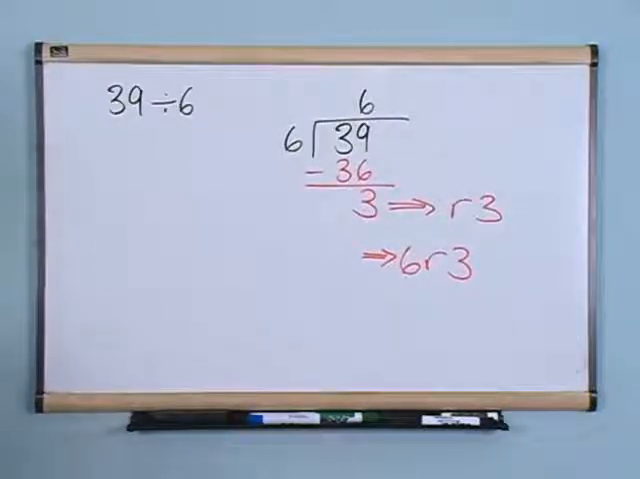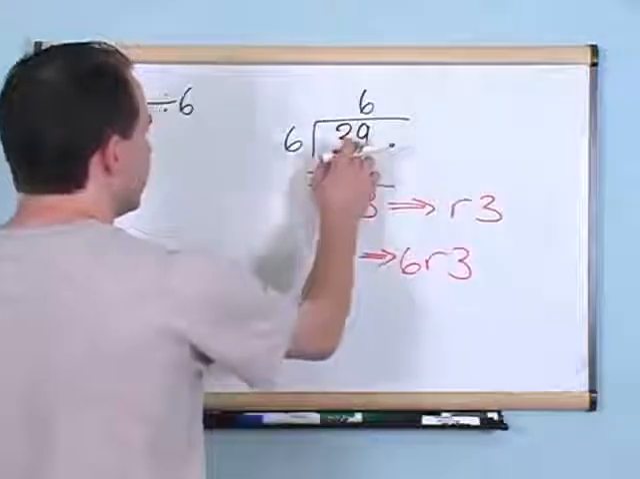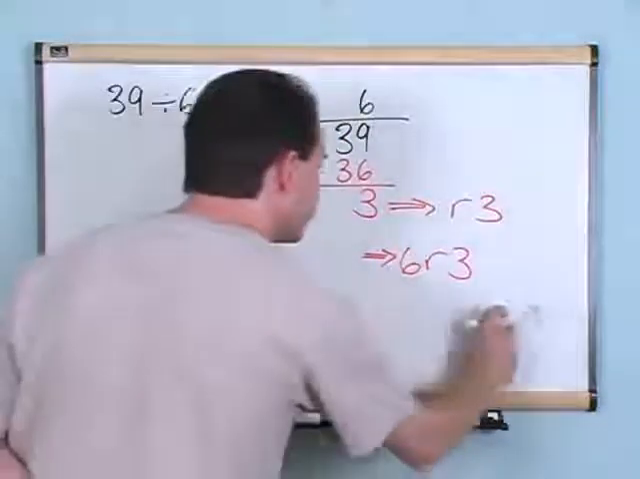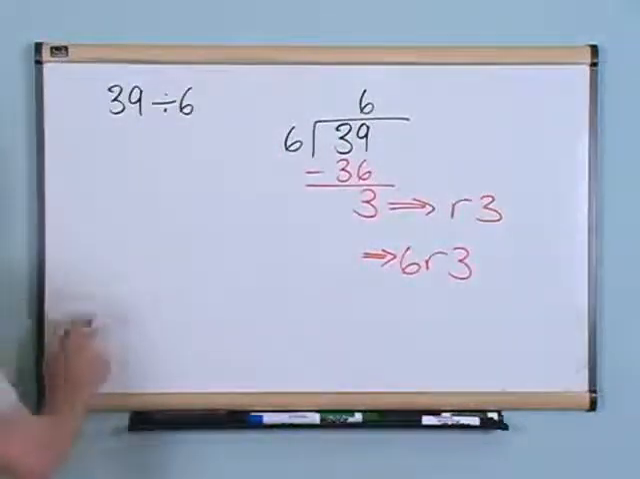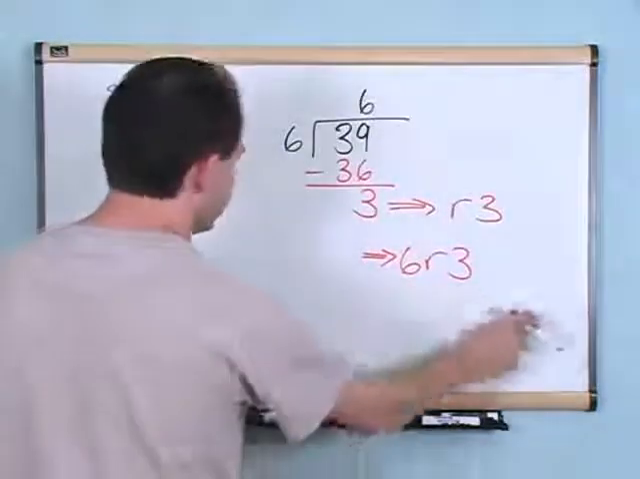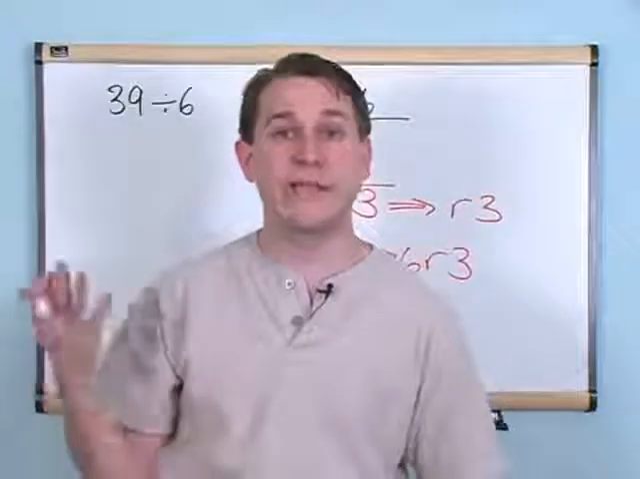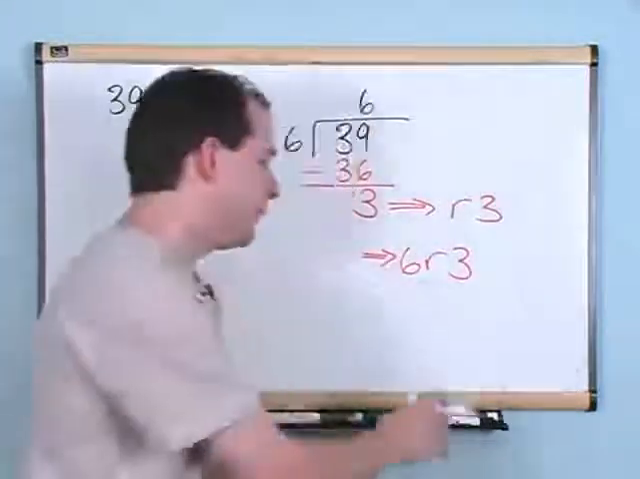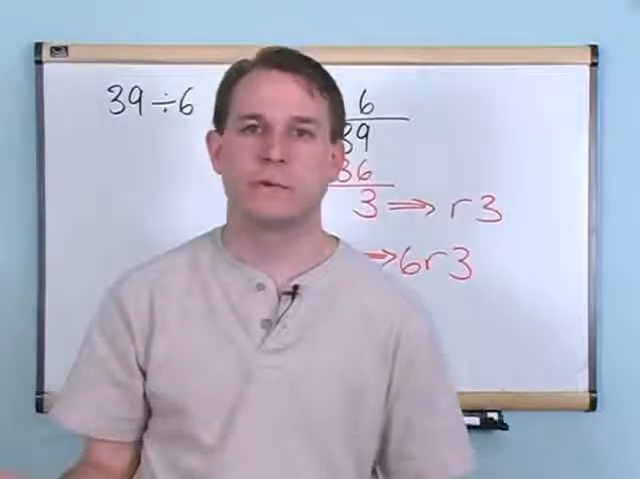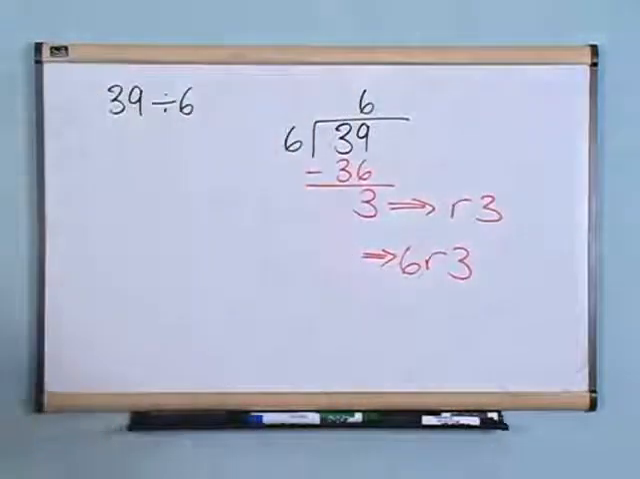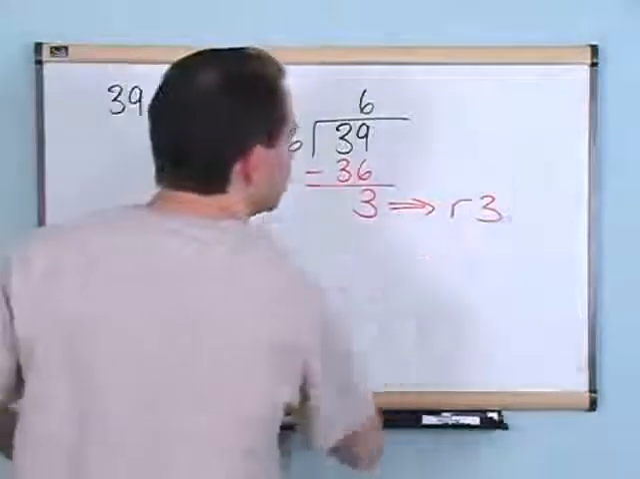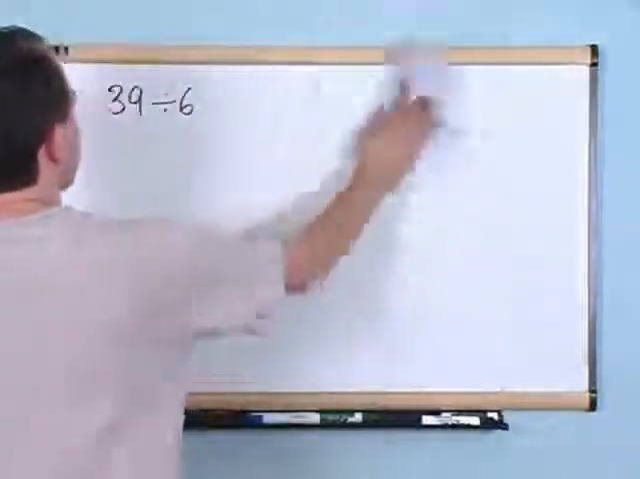Now what you would do to check this graphically is you could draw 39 circles all along the board. And you could divide it up into groups of 6, into groups of 6, into groups of 6. And what you would see is that you would have 6 complete groupings, okay? But there'd be 3 balls left over, the 3 balls left over. And that's all remainder is. It's just how many things do you have left over, okay? We'll do a couple more here, and then we'll move on to more challenging problems.